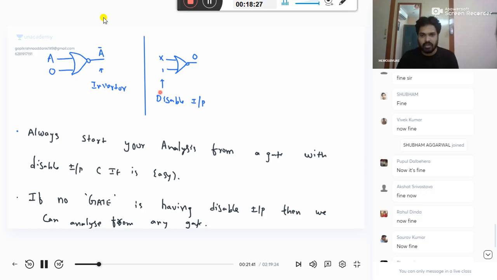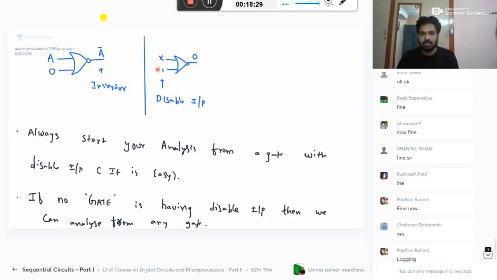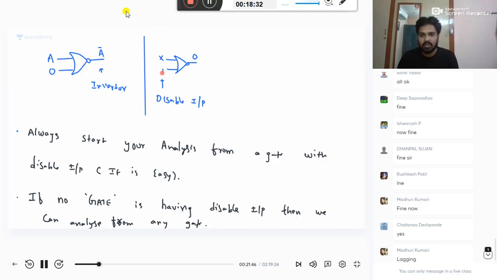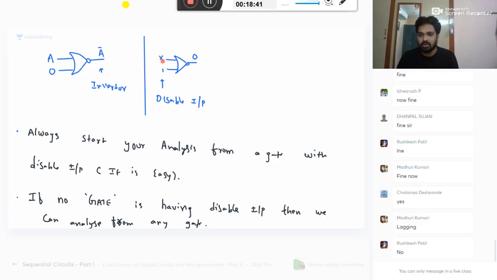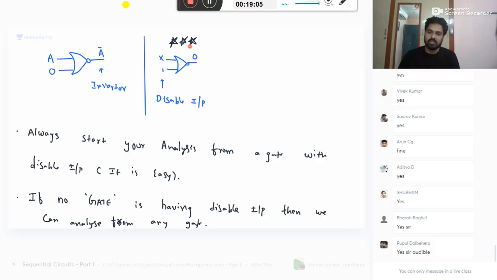If one of the input to the NOR gate is 1, other input can be anything. Is it audible? Okay, now listen here. This is the important point which will make you very comfortable in your latches and flip-flops. If one of the input to the NOR gate is 1, other input can be anything. Your output is always equal to 0, because 1 plus anything is 1, whole bar is always equal to 0.